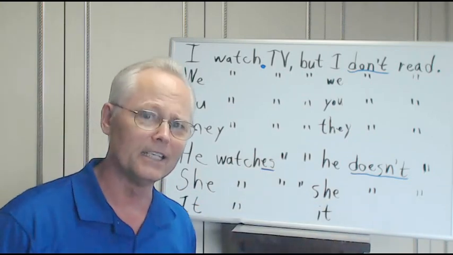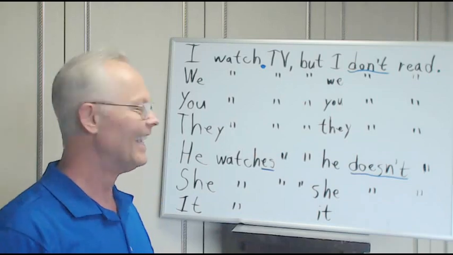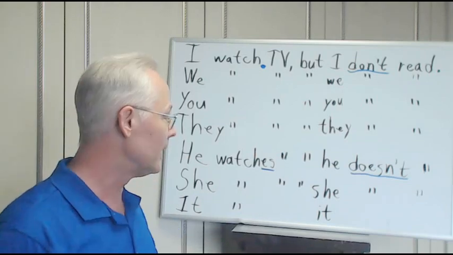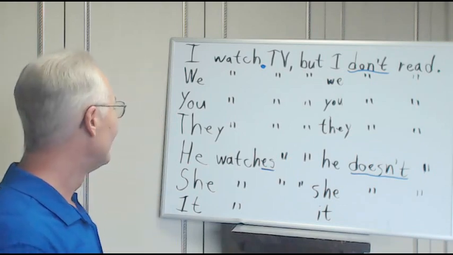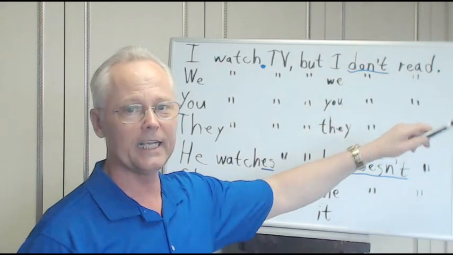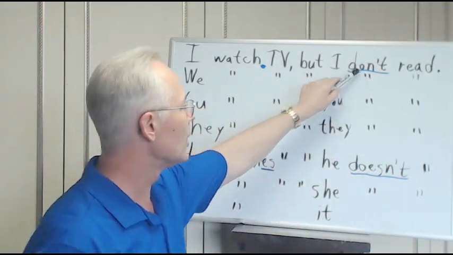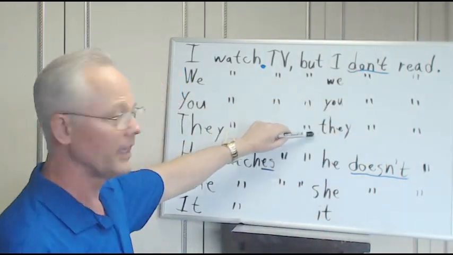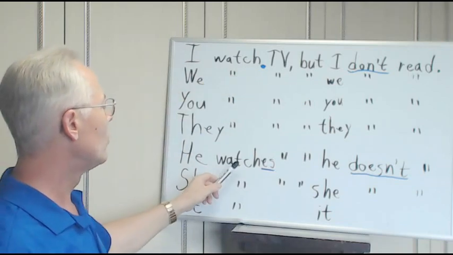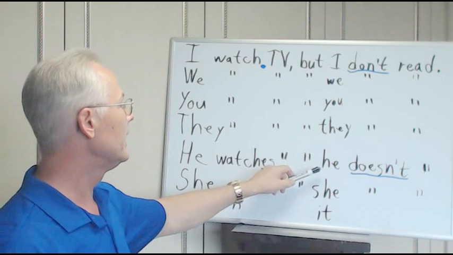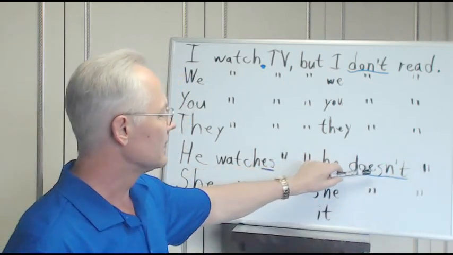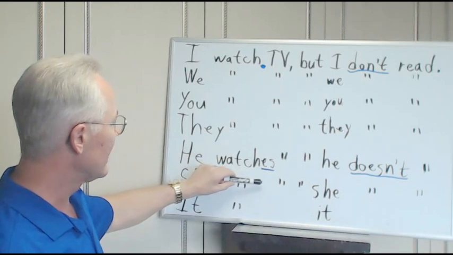I'm not sure what it is in this case. All right? But maybe it's a monkey, right? The monkey likes to watch TV, but it doesn't read. All right, so I watch TV, but I don't read. Don't. We, you, they. No S's. He watches TV, but he doesn't read. Doesn't. S.